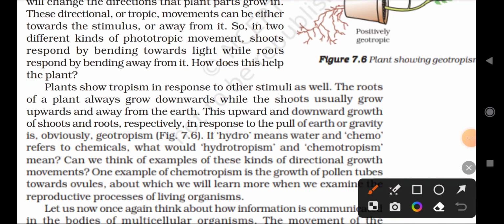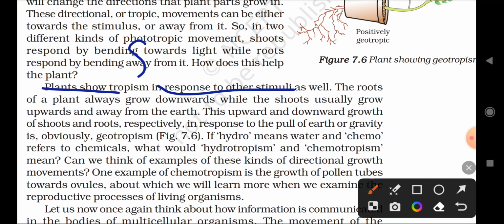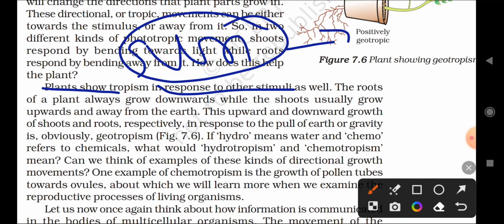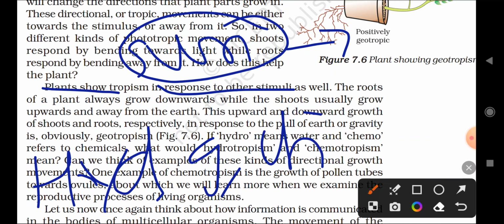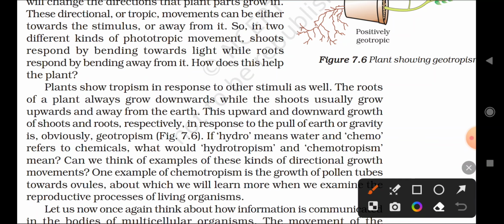Next, plants show tropism in response to other stimuli as well. Not only do plants respond to sunlight, they also show movement in response to other things. We already discussed that hydro means water, and there are geotropism and chemotropism. These are the other tropic movements we have to study now. First we discussed sunlight, or phototropism.